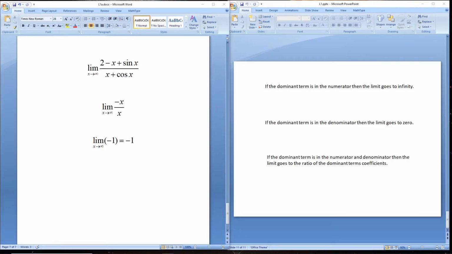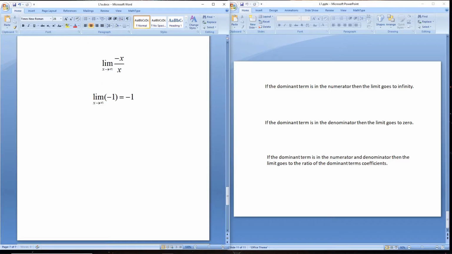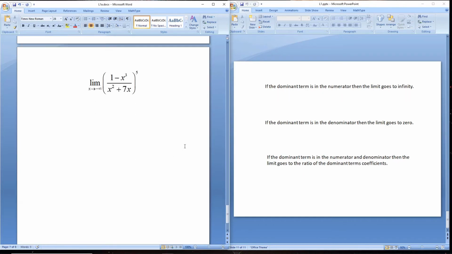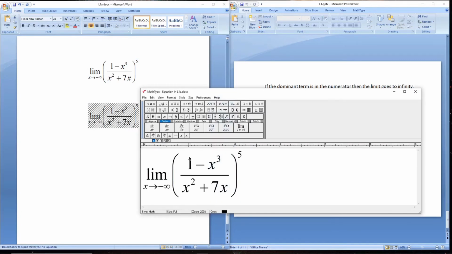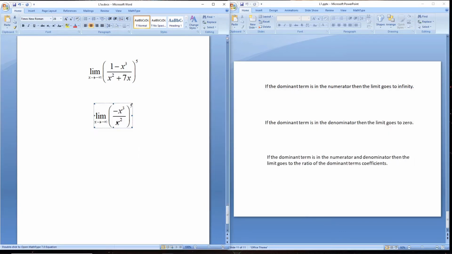So let's try another one that looks a little bit more intimidating. And how about this limit? So, dominant terms in the numerator and the denominator. If we look at the numerator right here, x cubed will crush 1. And x squared is going to crush 7x as x goes to minus infinity. And now all we have left are the dominant terms.